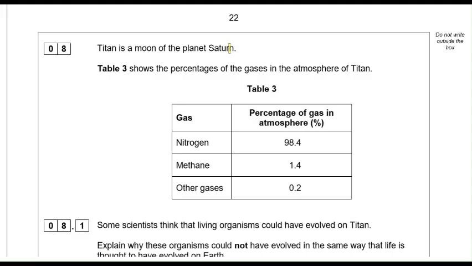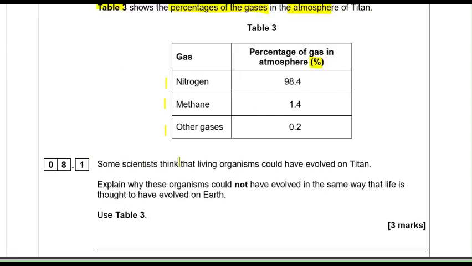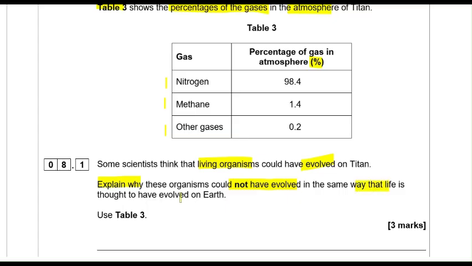4 marks. Titan is a moon of the planet Saturn. Table 3 shows the percentages of gases in the atmosphere of Titan. So here's table 3, you've got the gases, nitrogen, methane, other gases, and you've got the percentage of that gas in the atmosphere. And you can see the numbers there. 8.1, some scientists think that living organisms could have evolved on Titan. Explain why these organisms could not have evolved in the same way that life is thought to have evolved on Earth. Use table 3 for 3 marks.